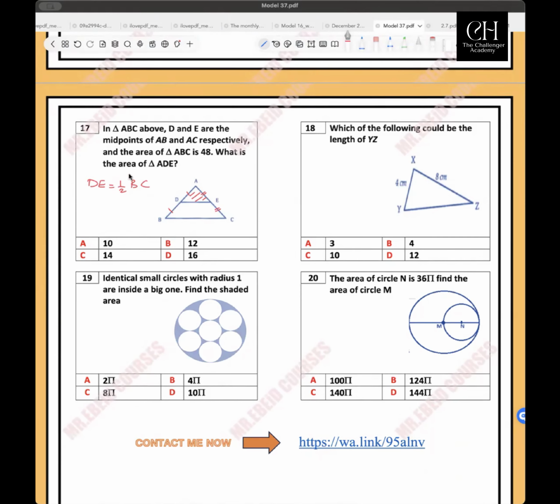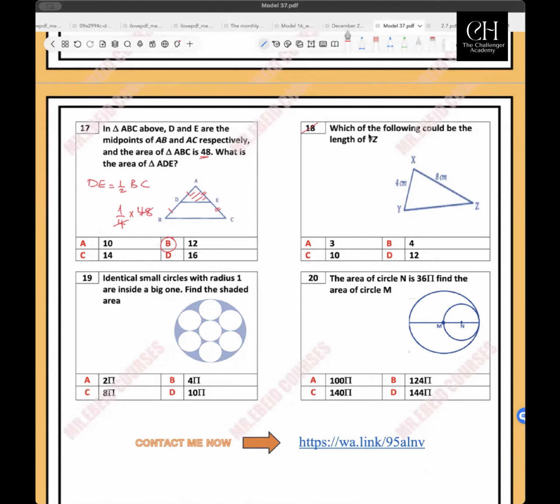And also the length of DE equals half the length of BC. But if you want to compare between the areas, you have to make both sides squared. So this is DE squared, and half squared will be a quarter. And you have the area of the bigger one, which is 48, so it's a quarter times 48. So 48 divided by 4 will be 12. So the answer is 12.